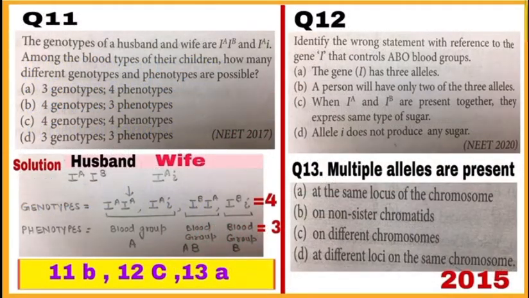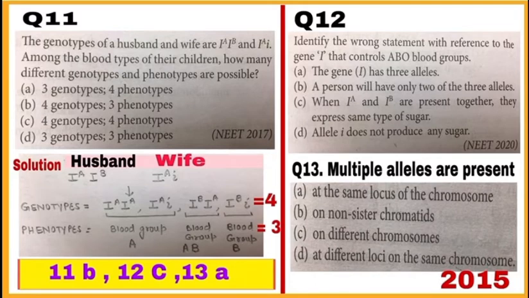Question 11. The genotypes of husband and wife are IA IB and IA small i. Among the blood types of their children, how many different genotypes and phenotypes are possible? See the solution. First write the genotypes of husband and wife and then check the genotypes of children. They are IA IA, IA small i, IB IA and IB small i. So, 4 types of genotypes can be there in their children.